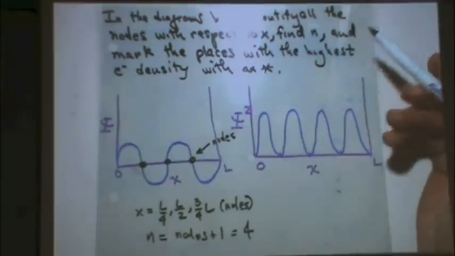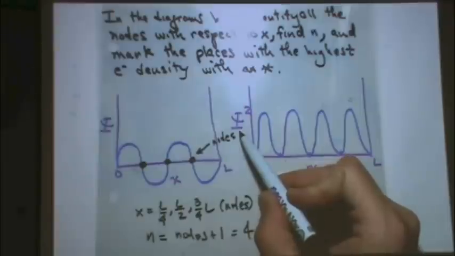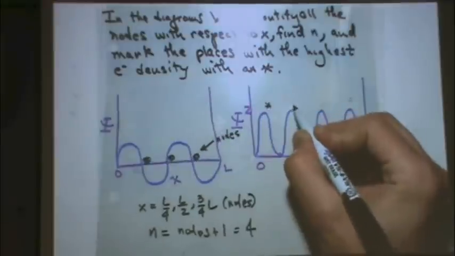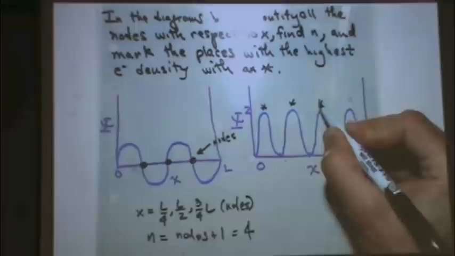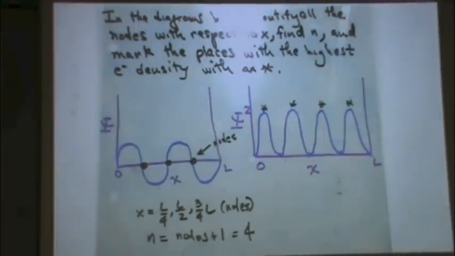Mark the places with the highest electron density with an asterisk. Well, you look at the psi square diagram that represents probability density, or where you're most likely to find the electron. So I'm going to put some asterisks at the top of the peaks right there. That's where you're most likely to find the electron. And that's about it with this part. This is what's called particle in a box, a one-dimensional representation of a wave function, just to get us warmed up mentally for the three-dimensional wave function.